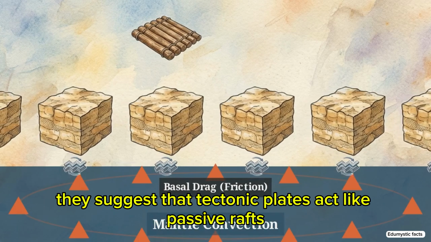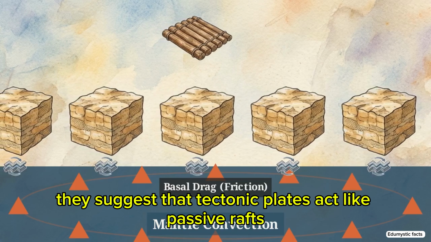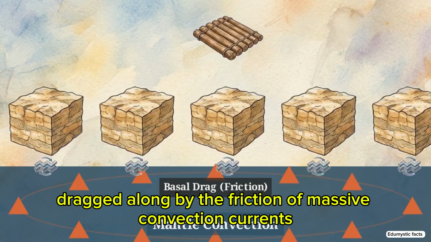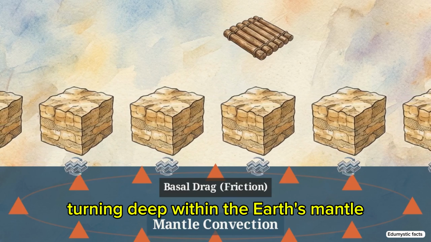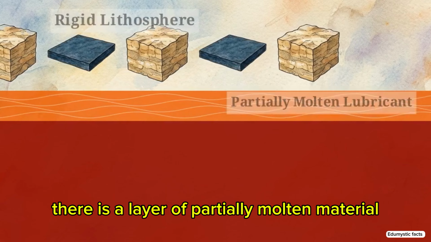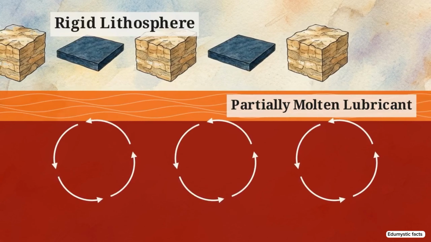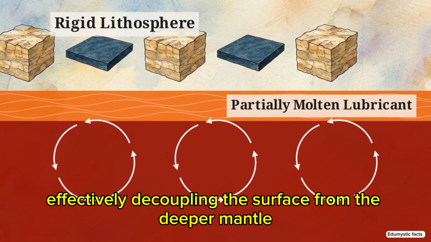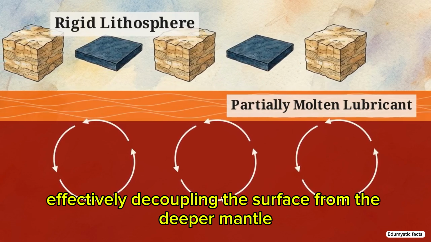They suggest that tectonic plates act like passive rafts, dragged along by the friction of massive convection currents churning deep within the Earth's mantle. The physics of this conveyor belt model do not add up. There is a layer of partially molten material at the base of the plates that acts as a lubricant, effectively decoupling the surface from the deeper mantle.